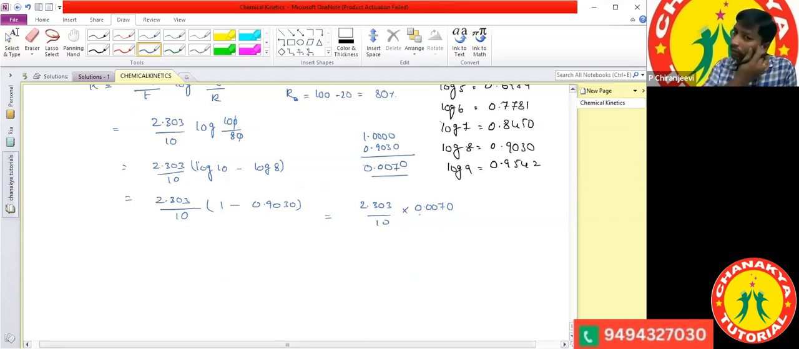Rate constant of this one? Any one of you? Then the second step. What is the second step? The time required to complete the 80% of the reaction, because you already got the K value. Okay, now second step, complete the 80.